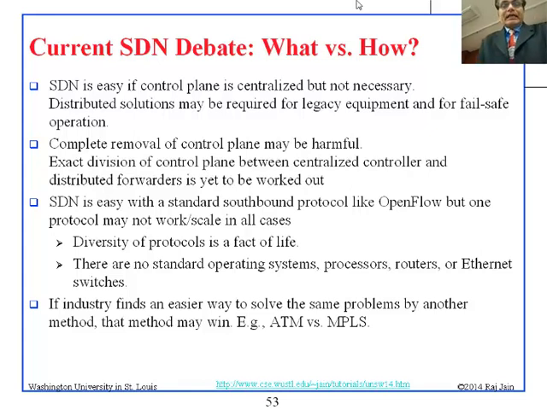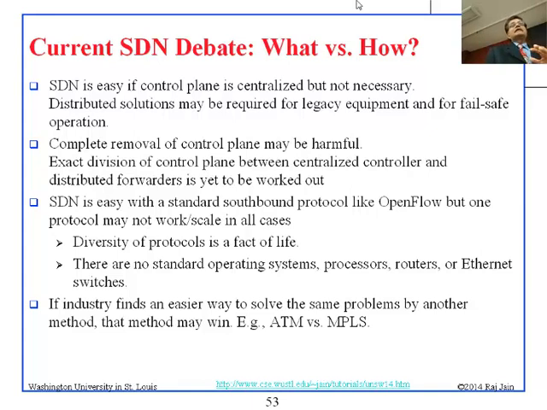And SDN is easy if there is only a single southbound protocol, which is OpenFlow. But there's nothing single in this world. There's no single network. There's no single protocol of any layer. Every layer has many, many protocol alternatives, and this layer is the same. There's no single operating system. There's no single hardware. So people are arguing for this diversity.